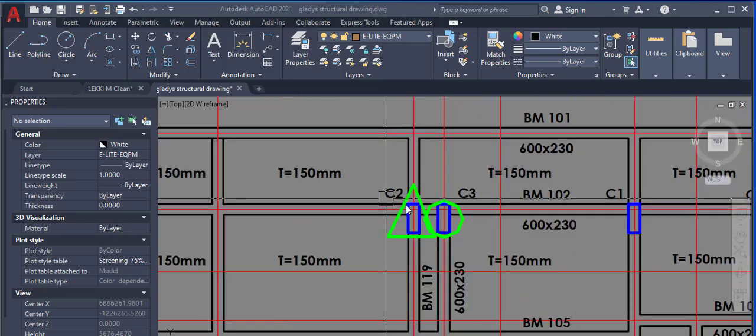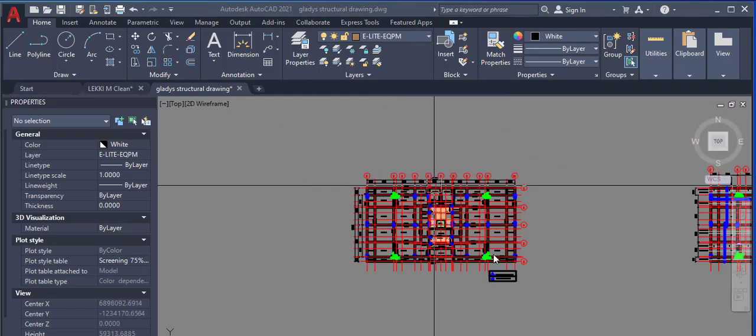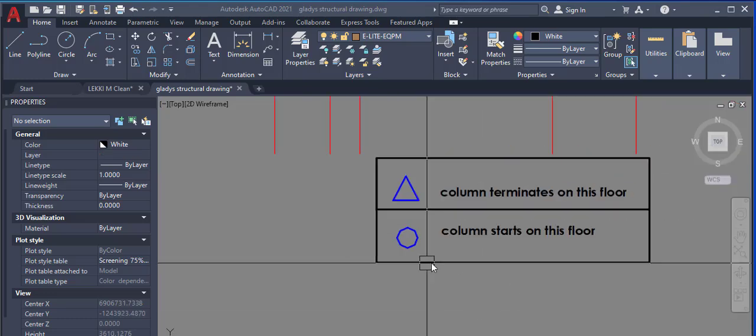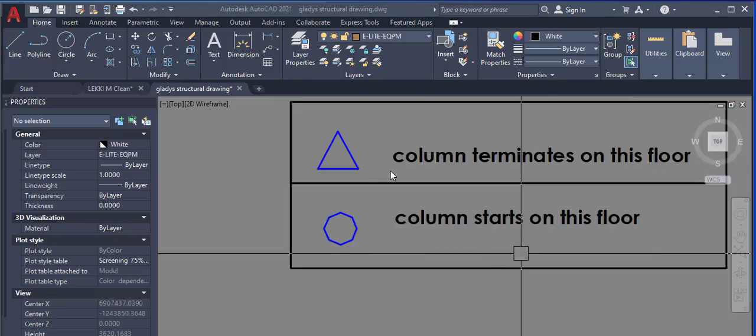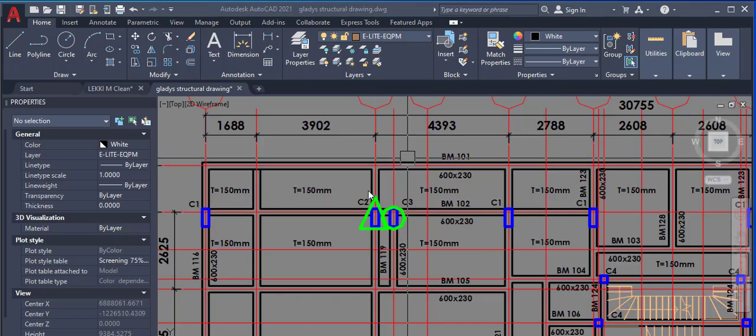So from looking at this span, when I do my design, this triangle, this circle, you may be asking what it is, but this is it. Anywhere you see the columns terminating at that floor, we put a triangle, but where the column starts at the floor, we put a circle. Where it terminates, we put a triangle. So from here, this column terminates here, while this one starts from here.